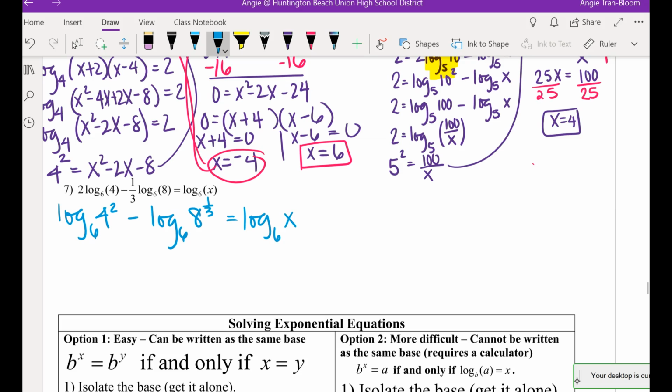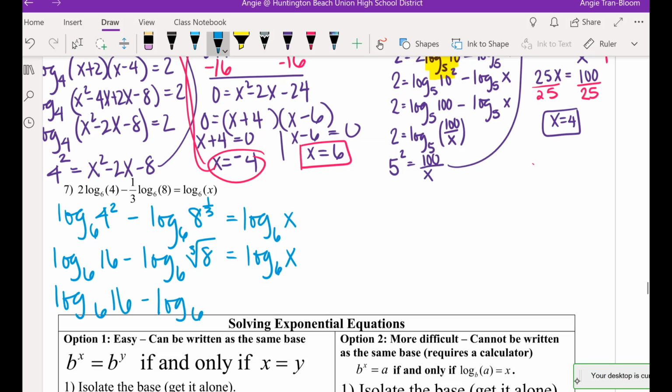Oh, but I'm still keeping it as a minus. Can you see it? Remember, this is a minus. That 1/3 is under an exponent, so I can change it to a radical. So, log base 6. What's 4 squared? 16. I'm going to write this next step. Some of you already know, which means you don't have to write that down. What's the cube root of 8? 2. So log base 6 of 16 minus log base 6 of 2 equals log base 6 of x.